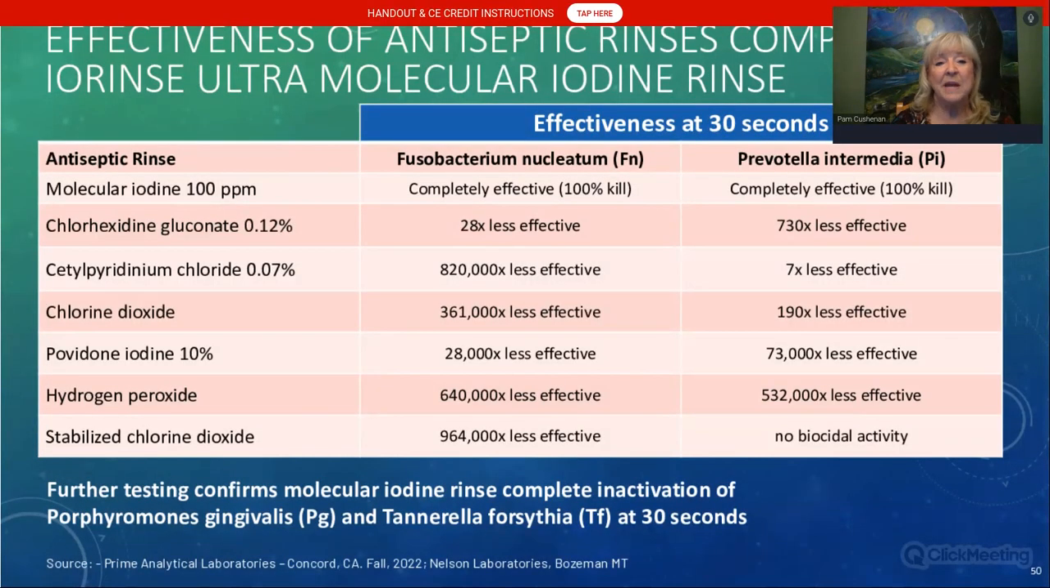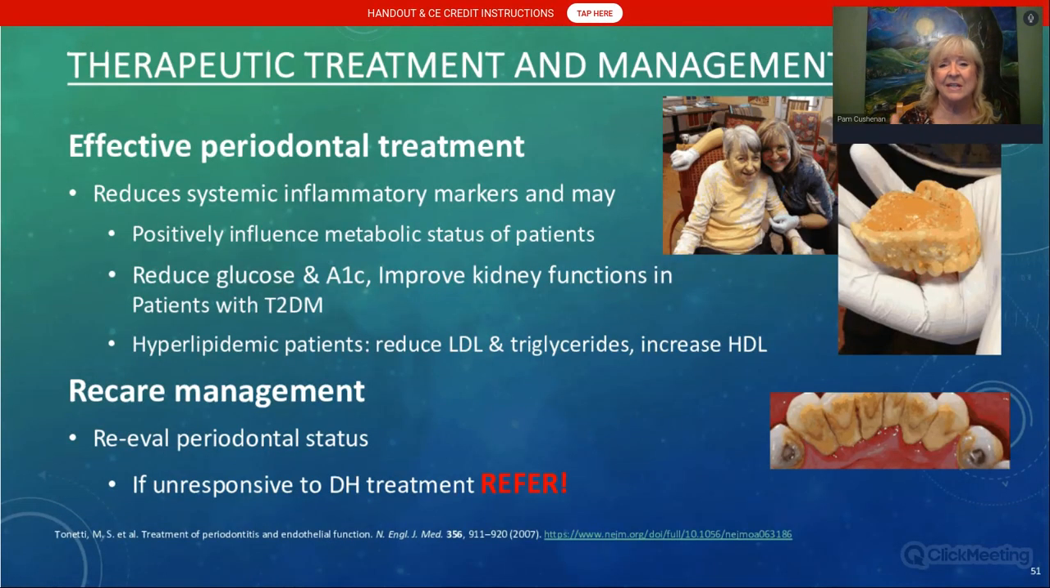Also, when you compare the different kills of these bad bacteria, the different effectiveness of it, you're going to find over and over in all of these comparisons that molecular iodine is going to be completely effective on the bad actors, Fusobacterium nucleatum and Prevotella intermedia. That's just 2, for example. Great activity in the mouth at helping get a patient in a healthier status.